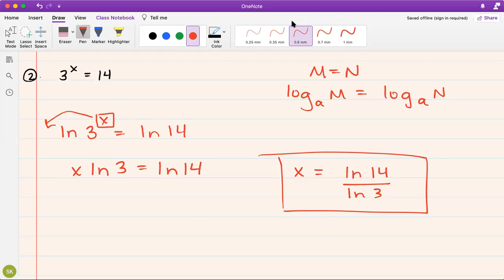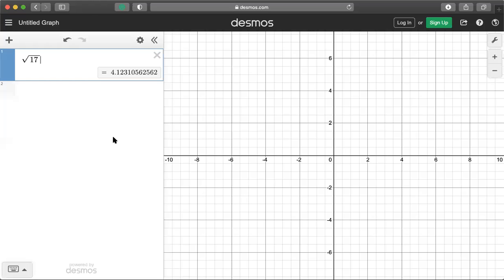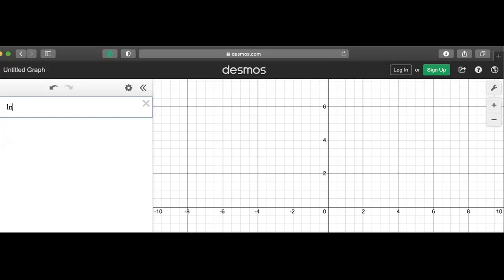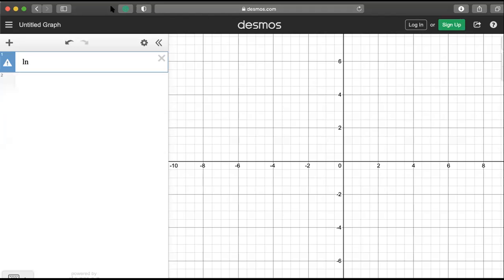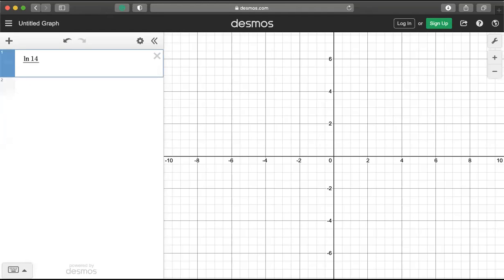So I'm going to switch over to a graphing calculator. So give me just a second here. Let me do a new share. There we go. So here I'm going to put ln of 14 over ln of 3. So ln of 14 divided by ln of 3 is about 2.402. I'm going to round it to 3 decimal places. And let's just check and see if that's about right.